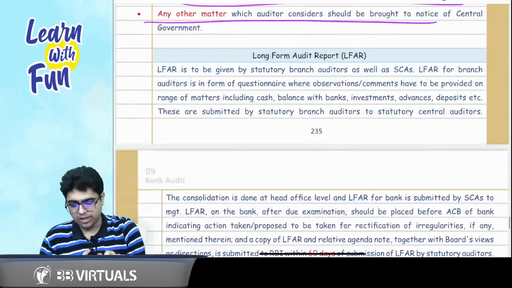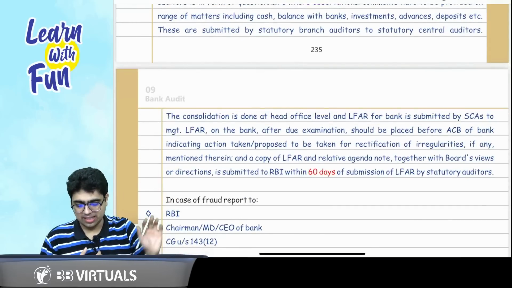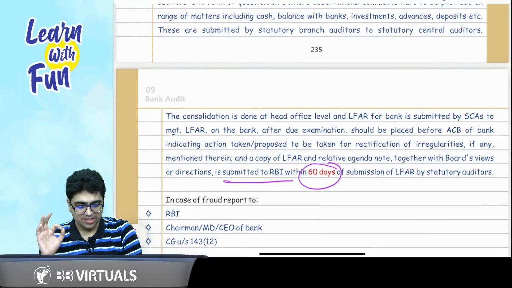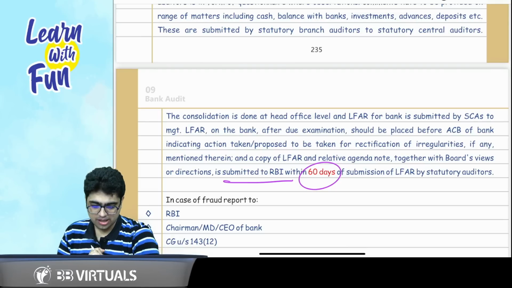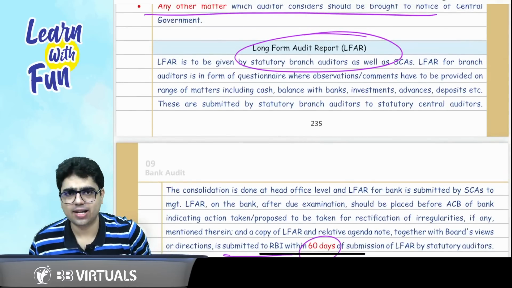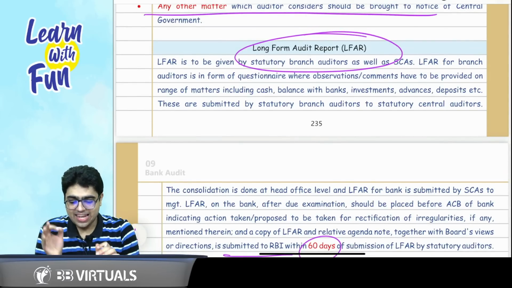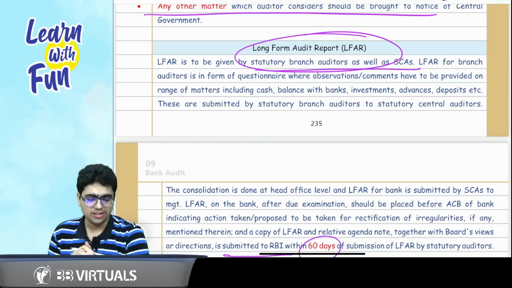Now comes the last point, the long form audit report. Just remember the basic thing: it needs to be submitted to RBI within 60 days. We can't leave it like this, so let's read what it says. NFAR is to be given by the statutory branch auditor as well as the central auditor. Both types of auditors need to give it.